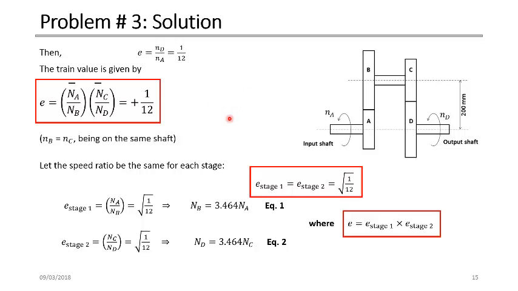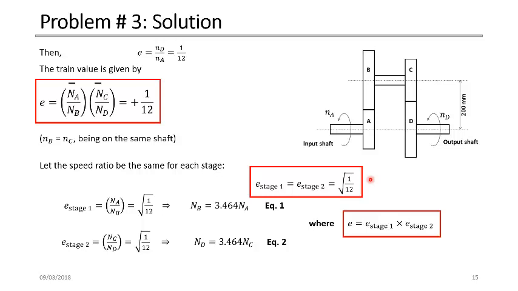If we don't care too much about getting exactly the gear ratio of 12, we can use the second option. The train value for the first stage is equal to the train value for the second stage, which is equal to the square root of 1 divided by 12. So we understand from this point that in the end, we will be getting a gear ratio of almost 12.